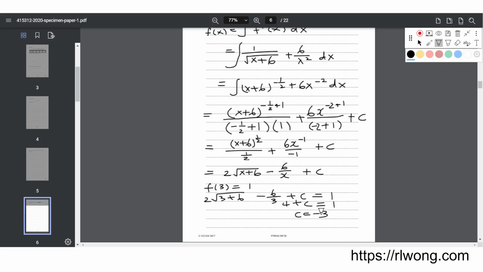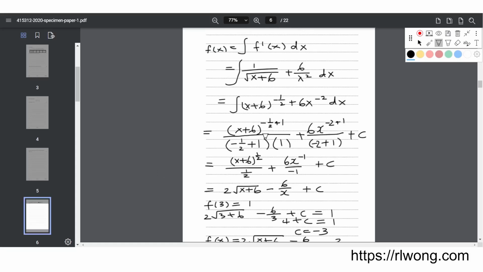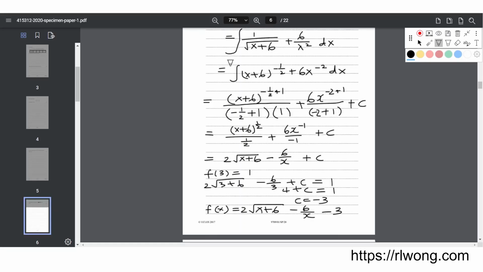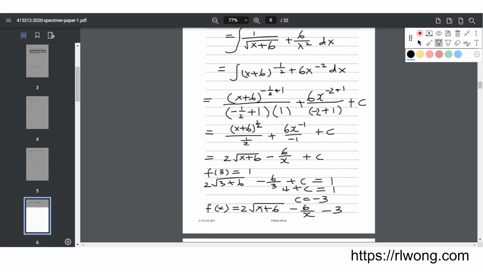Once I know c is negative 3, I can write what f(x) is. So I found f(x) is equal to this, and I need to sub in c equals minus 3. So I have 2 square root of (x plus 6) minus 6 over x minus 3. And I have obtained the value of f(x), which is what is required for this question here.